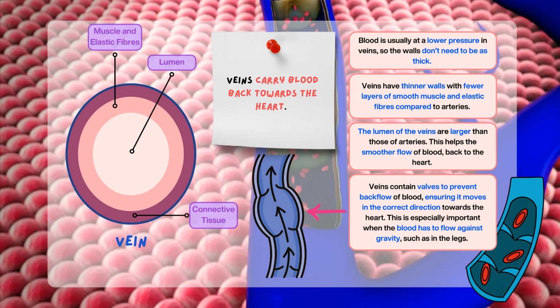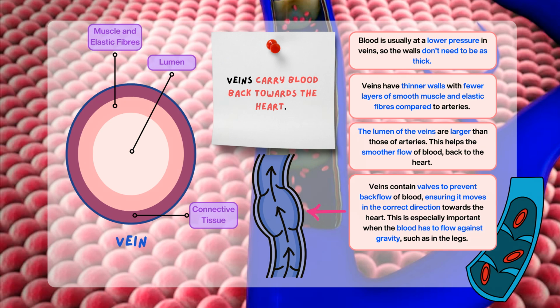The walls of capillaries are only 1 cell thick, which makes them very permeable and allows substances to diffuse in and out quickly. The thin walls also increase the rate of diffusion by decreasing the diffusion distance. The small lumen forces blood to flow slowly, maximizing the time for exchange of materials.